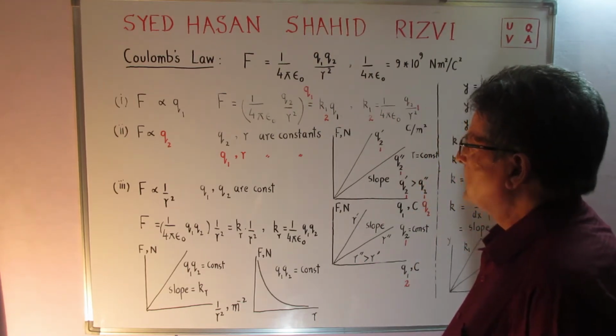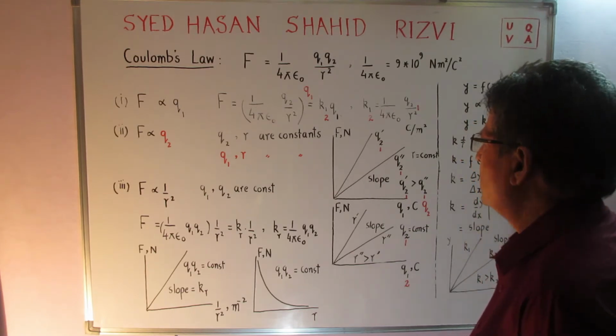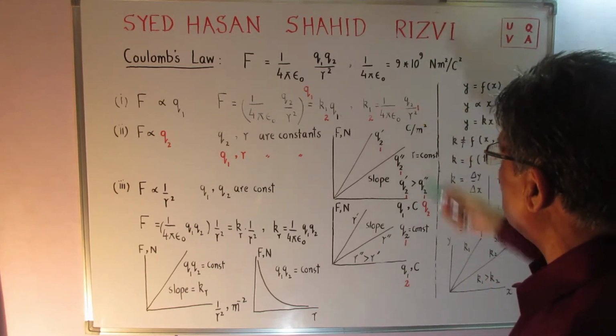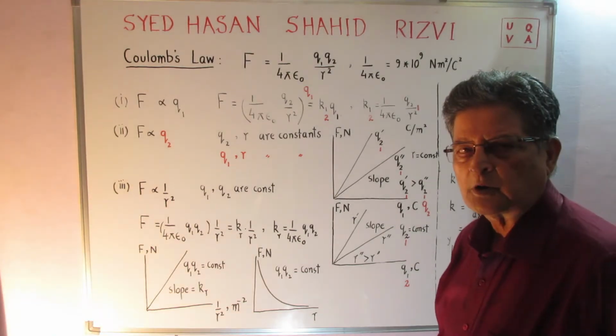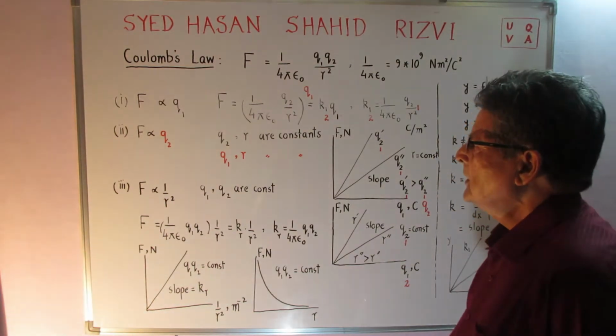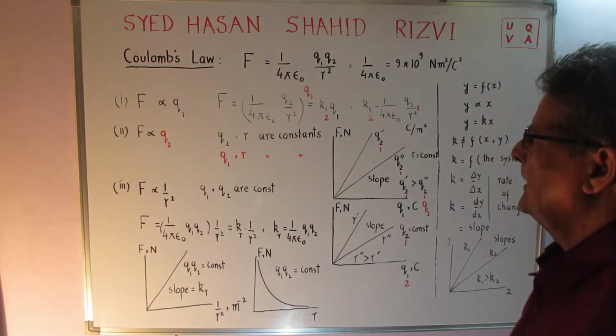1 upon 4 pi epsilon naught is 9 into 10 to the power of 9 Newton meter square per Coulomb square. Okay, so this is the relation.